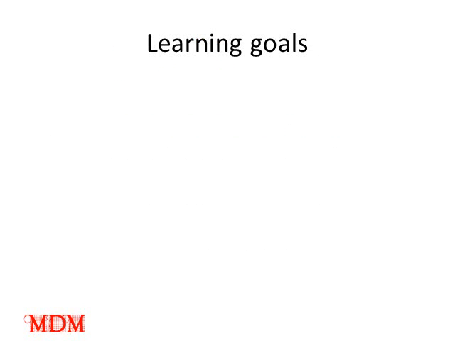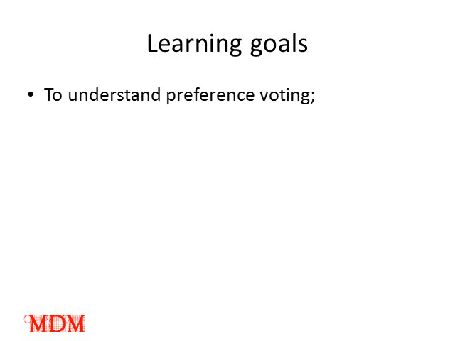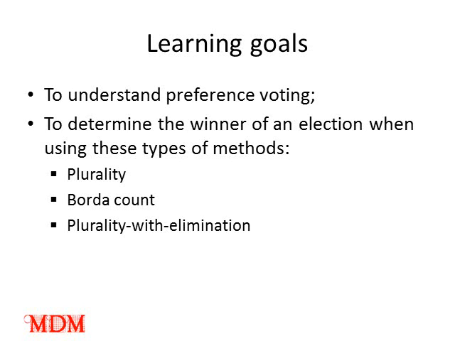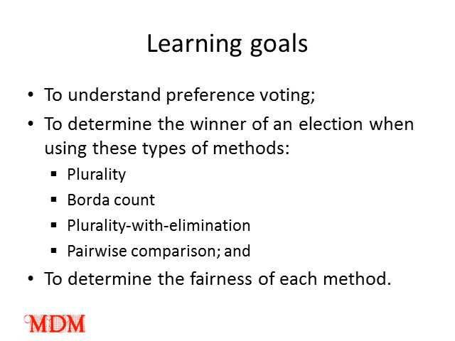The learning goals for this lesson are for you to understand preference voting, to determine the winner of an election when using different types of voting methods such as plurality, Borda count, plurality with elimination, pairwise comparison, and for you to determine the fairness of each method.